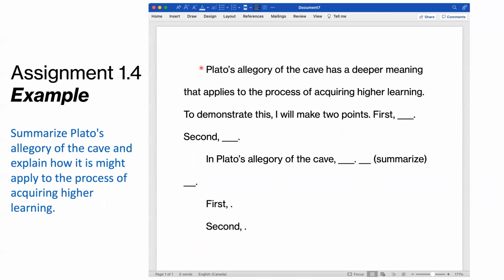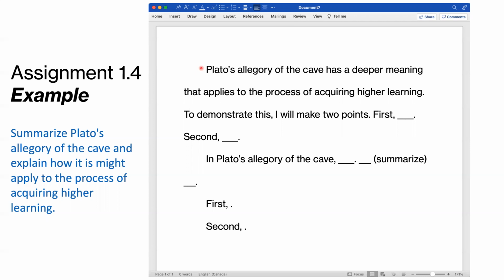With writing paragraphs, you can have an introduction and then supporting points, and I'll go through that. The general way is to say, Plato's allegory of the cave has a deeper meaning that applies to the process of acquiring higher learning. So, introducing what you're talking about or what your main argument is going to be in the first paragraph, and just summarizing really briefly.